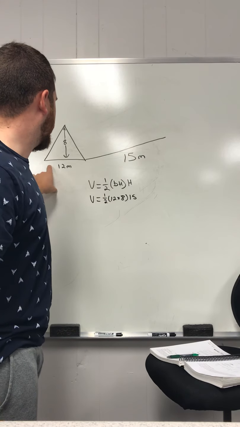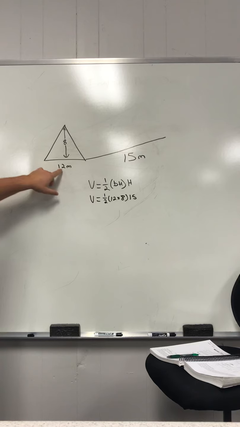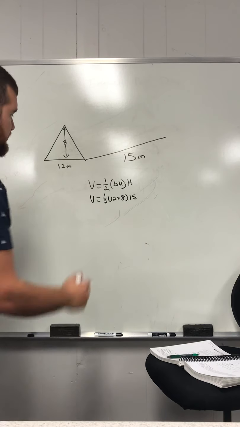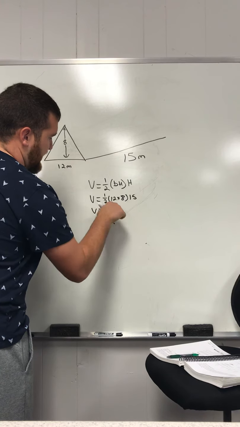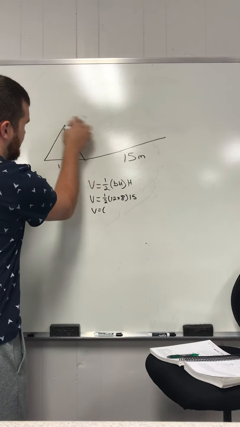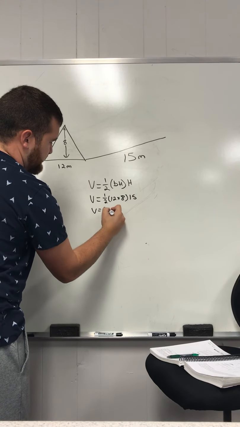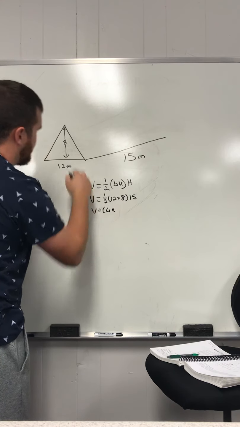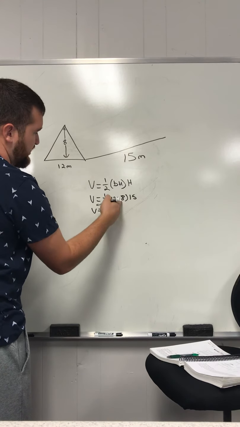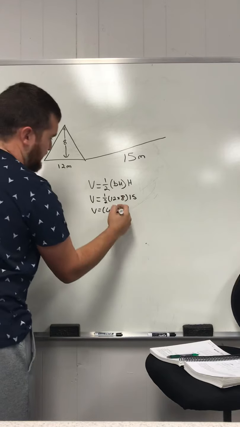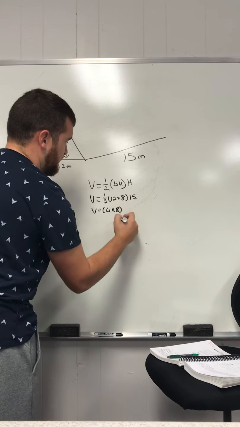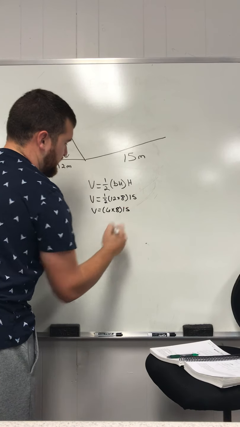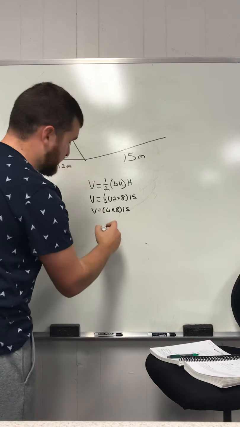Now, since this is a triangle and we only have half of it, V equals half of 12, because there's nothing here. So that's going to be 6 times the height. You don't divide that, because the height's the same no matter if it's a triangle or a square. So that's going to be 8, 15. Okay? So continue working it out.